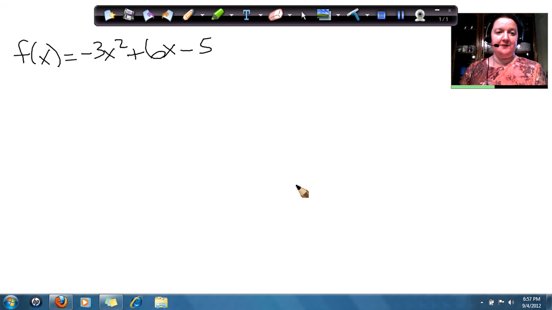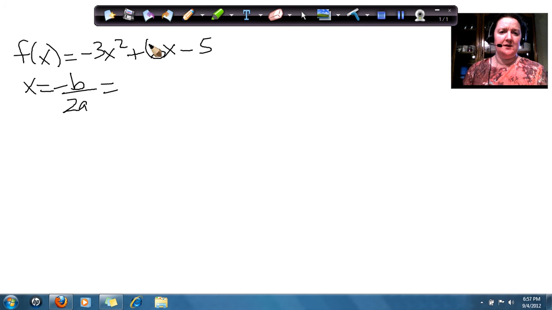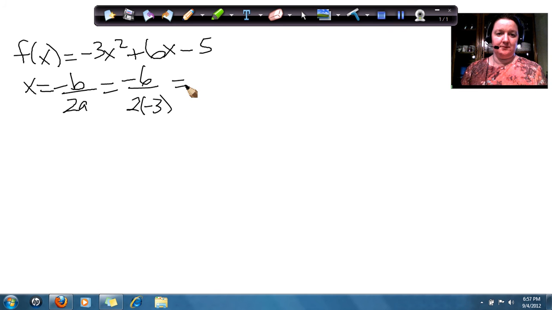Here is the function f equals negative 3x squared plus 6x minus 5. Now as I think about the factors of negative 3 and the factors of 5, there's nothing that's going to add up to 6. So I'm not even going to waste my time looking at factors for this. I'm simply going to figure out that x is negative b over 2a. So if I take negative b, I'm going to have negative 6 over 2 times negative 3. So that's going to give me negative 6 over negative 6, which gives me 1.